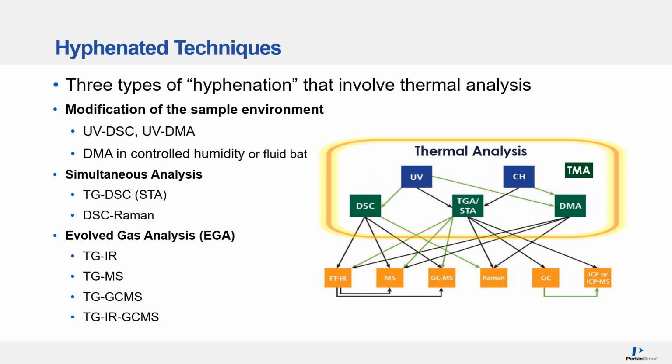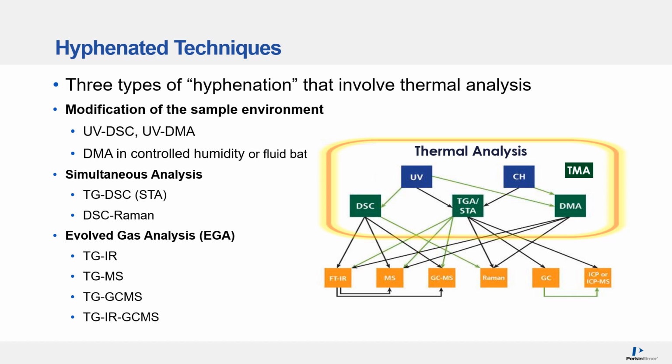Hyphenation falls into three major categories. The first one involves the modification of sample environment. For example, adding a UV source to DSC or DMA for testing materials under UV radiation, or curing, or coupling with a humidity generator or fluid bath for the DMA to control humidity or immersion tests in that kind of condition.